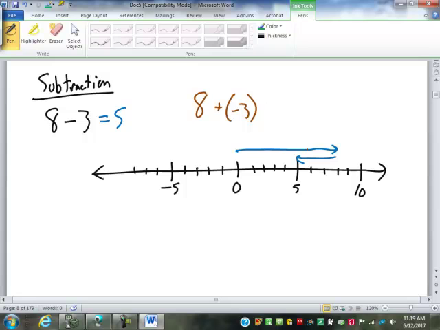Subtraction is not an operation on its own. Division isn't either, by the way. That's why at the beginning of class I said the two basic math operations are addition and multiplication, because subtraction and division are not their own operation. They are part of addition and multiplication. This symbol that we know as the subtraction symbol means add the opposite. It's just a shortcut.